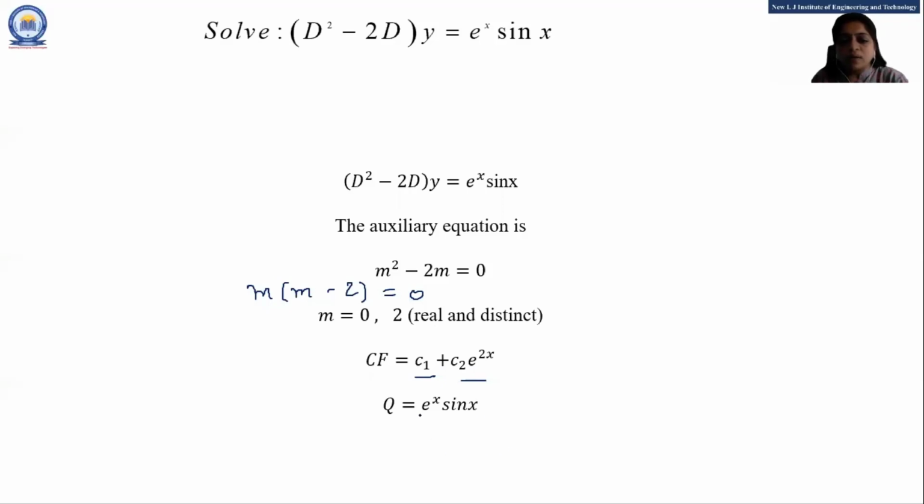Okay. Now our right hand side is what, students? Our right hand side is e raised to x sin x, right? So what is our assumed particular integral? I want my assumed particular integral.